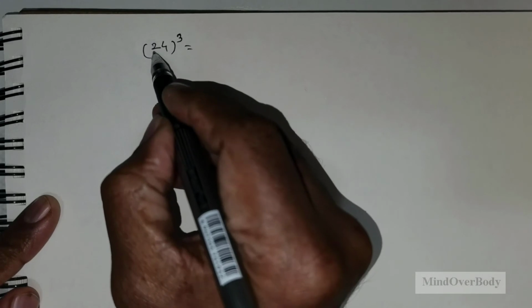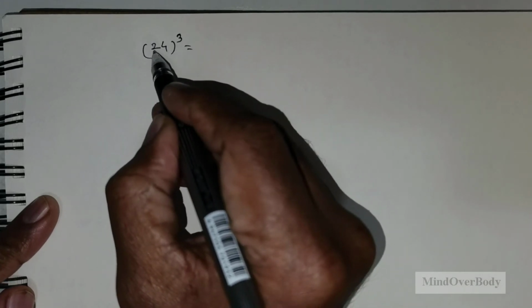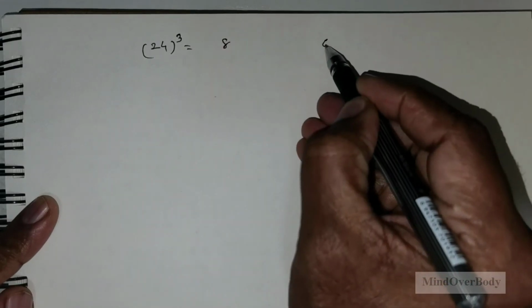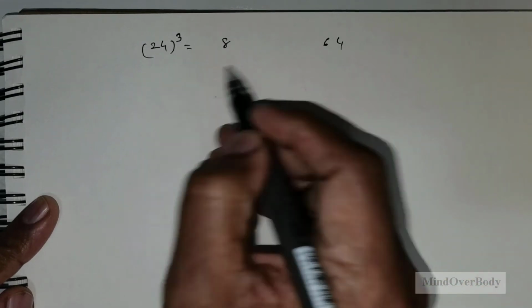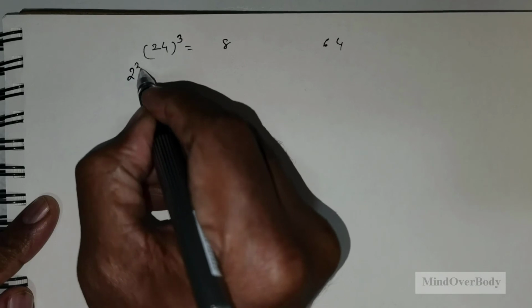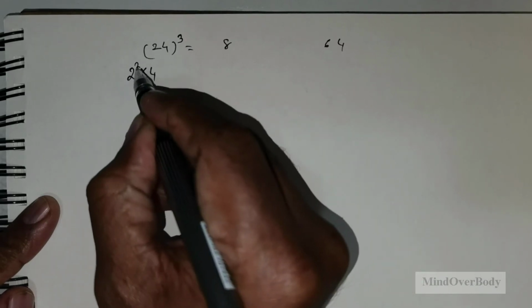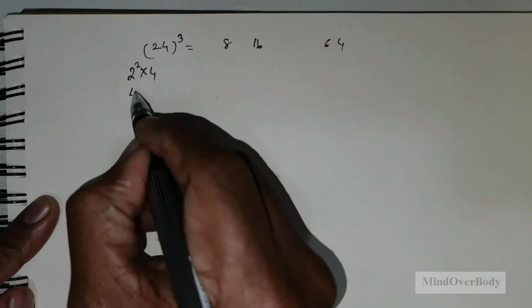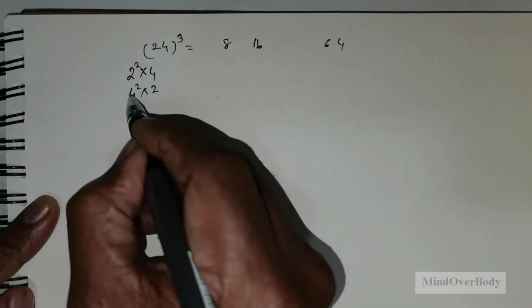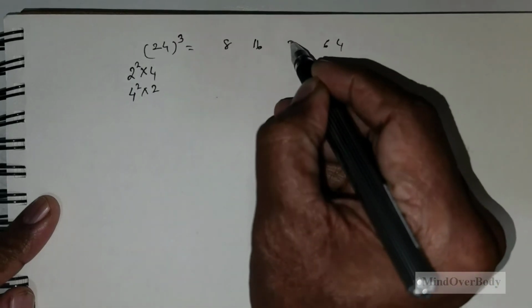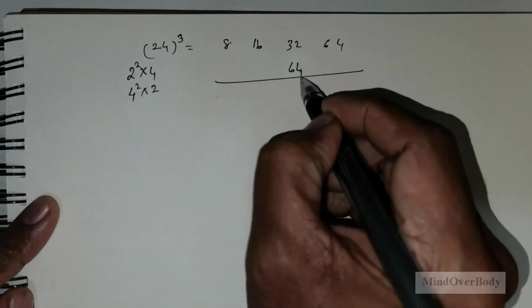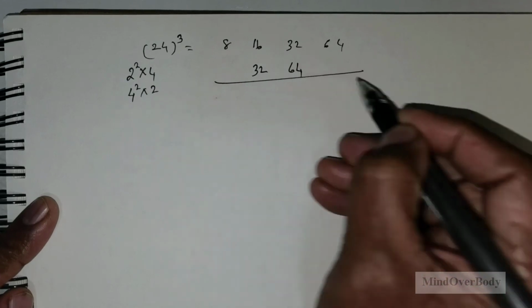Now foremost, take the cube value for 2 and 4. So 2 cubed is 8, 4 cubed is 64. After you have done that, take the square of 2 and multiply it with 4. So 2 squared is 4, 4 times 4 is 16. Take the square of 4 and multiply it with 2. 4 squared is 16, 16 times 2 is 32. Now double this 32, which would be 64, double this 16, which will be 32.